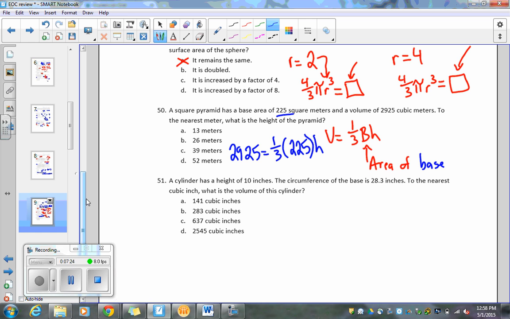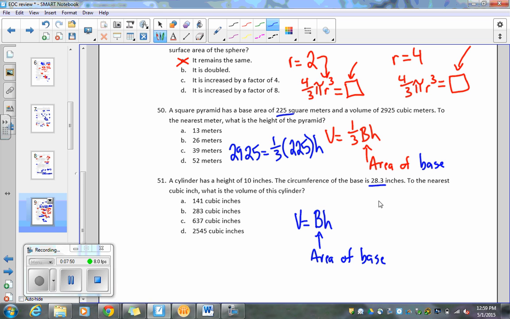51. A cylinder has a height of 10 inches. The circumference of the base is 28.3 inches. To the nearest cubic inch, what is the volume of the cylinder? All right, so the volume of a cylinder is big B times H. Now, once again, big B is the area of base. So the area of base, let's see, the circumference of the base is this. We got to work backwards here.